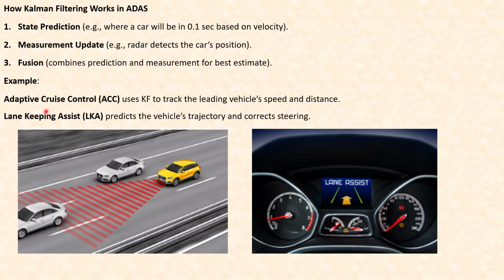For example, adaptive cruise control uses a Kalman filter to track the leading vehicle's speed and distance. And lane keeping assist predicts the vehicle's trajectory and corrects steering. The two illustrations below clearly show adaptive cruise control and lane keeping assist. In both these ADAS functionalities, Kalman filtering is of paramount importance.